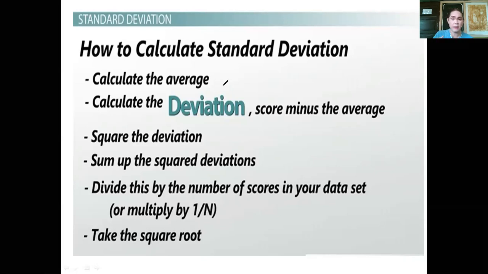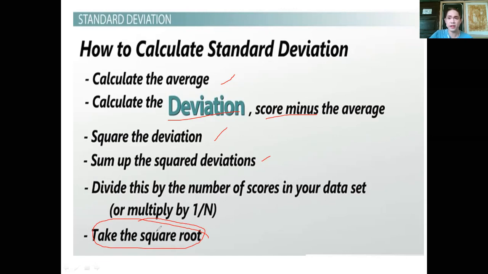Again, as you notice, the steps for finding the standard deviation are the same as the process of getting the variance. First, calculate the average or the mean. After that, calculate the deviation: just the score minus the average. Next, square the deviation. Step number 4, you sum it up, just like how we do it in getting the variance. After that, divide this by the number of scores in your data, which can be obtained in the formula of getting the variance. Remember, this is the only thing that differs when compared to getting the variance. In getting the standard deviation, the process is the same as in getting the variance.